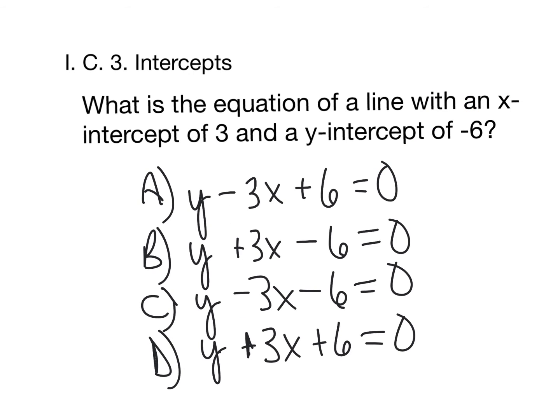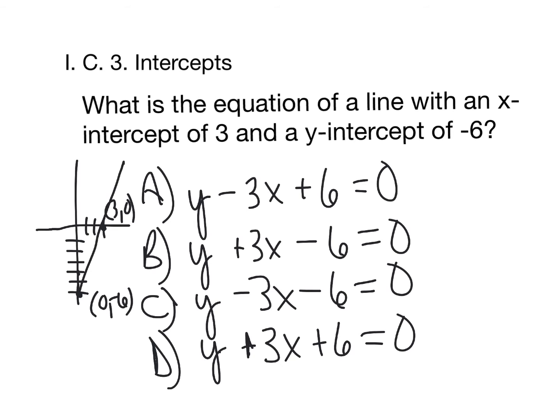Next thing we're going to look at is intercepts. If we're looking at an equation, they can ask what the x-intercept and the y-intercept are. They could ask what the equation is. And those are just where the graph crosses those axes. So on this problem, we're trying to find a line with an x-intercept of 3. That would be going through the point (3, 0). And a y-intercept of -6. That would be going through the point (0, -6). Okay, so this would be our line.